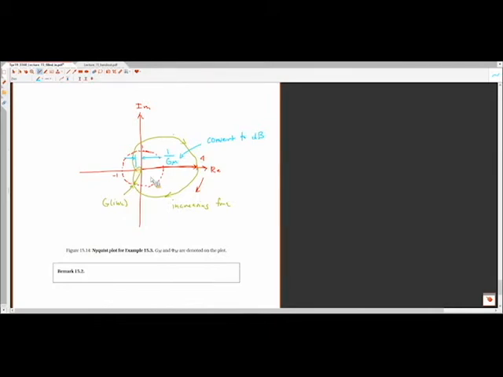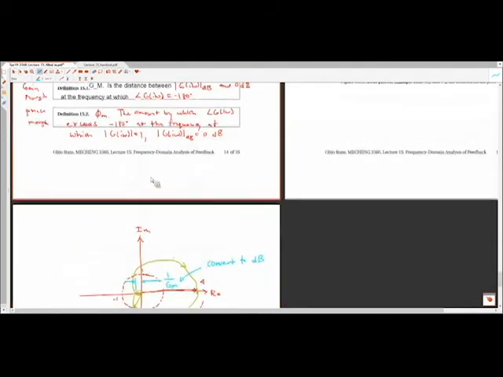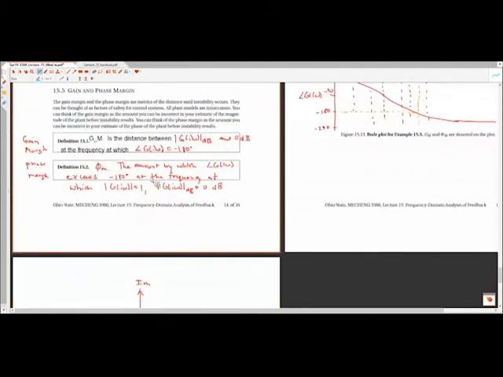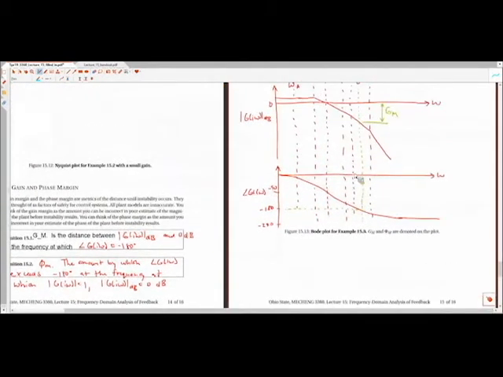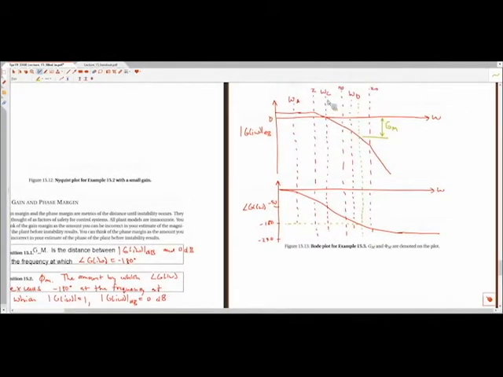Okay, so that's gain margin. Phase margin, if we look at this, is the amount by which the phase of G(j omega) exceeds negative 180 degrees at the frequency at which the magnitude is equal to 1. We call that frequency the crossover frequency. So, same idea. We've already labeled the crossover frequency omega c. That's the frequency at which the magnitude is equal to 1.